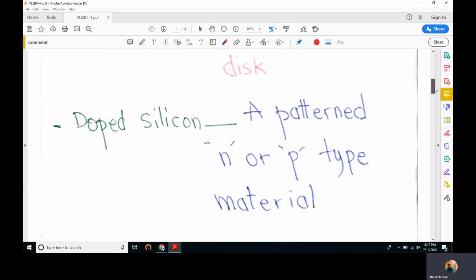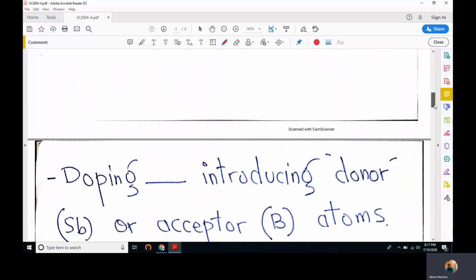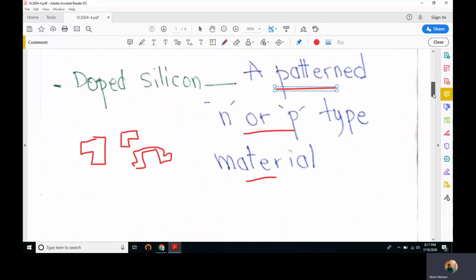Right. So doped silicon is actually a patterned N-type or P-type material, and it is in the form of this or this or this, something like this. All angles are of 90 degrees. So our drawing may be poor, but all angles are of 90 degrees. And the materials are either N-type or P-type material.